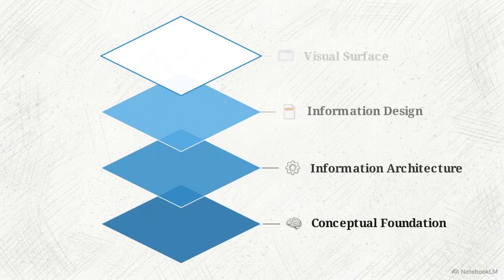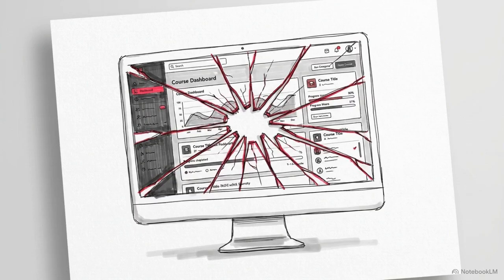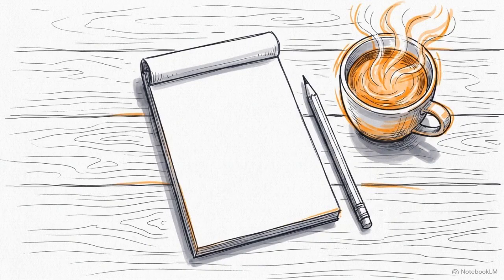To understand how to build this environment correctly, we have to reverse engineer this outer ring, starting from its abstract conceptual foundations and working all the way up to the visual surface layer. When the digital interface is fragmented and difficult to navigate, the learning process itself becomes fragmented. Fixing the interface is required to fix the pedagogy. All successful digital course architecture begins offline.